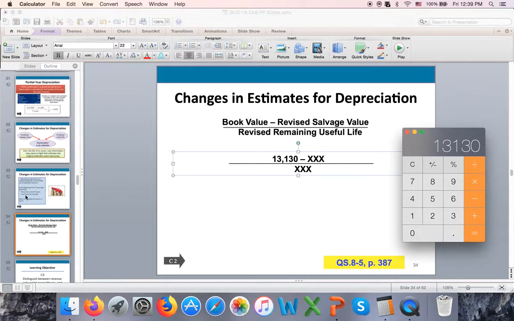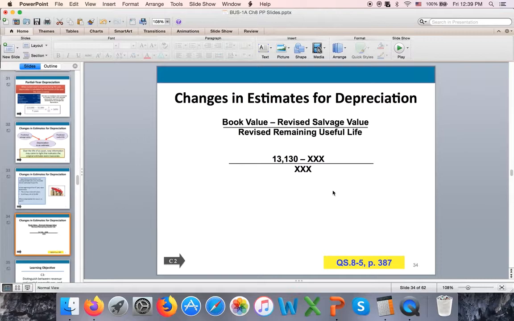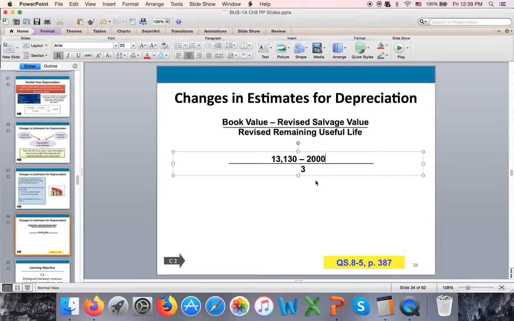What is the revised salvage value? The revised salvage value is $2,000. And what's the remaining useful life? So I already used the car for 2 years. We determined the total life will be 5 years minus the 2 years used. So it will be 3 years right here remaining useful life. And right here, my new salvage value is $2,000. So we calculate this, and that would be the answer.